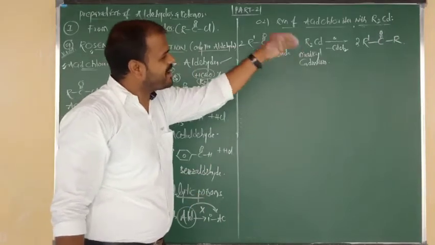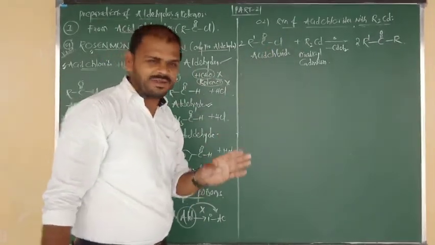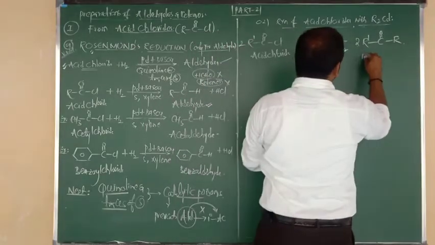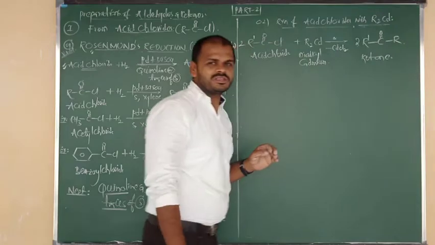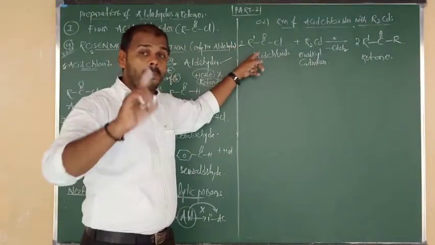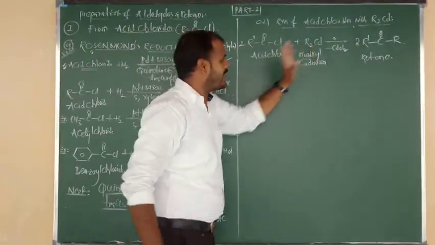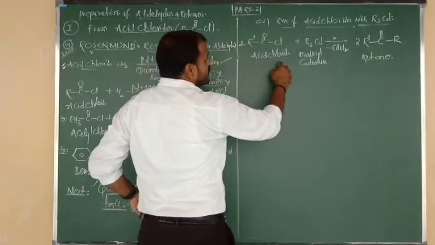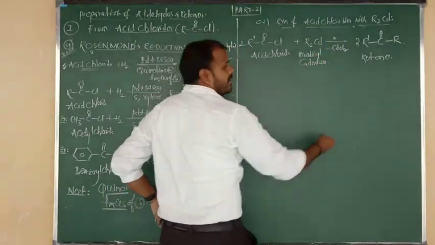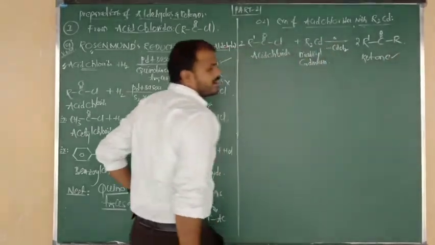R C double bond O R, maybe R prime, whatever that may be. But the compound name is nothing but what, beta? Ketone. In that way, we can prepare the ketones from acid halides upon reaction with dialkyl cadmium. Understood or not? So acid chlorides on reaction with dialkyl cadmium give the product, which is nothing but ketones.